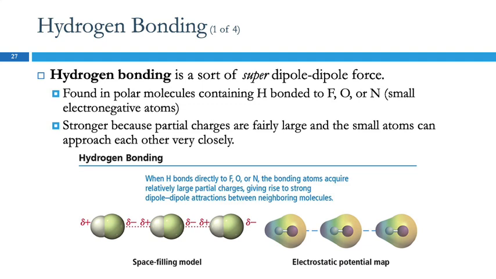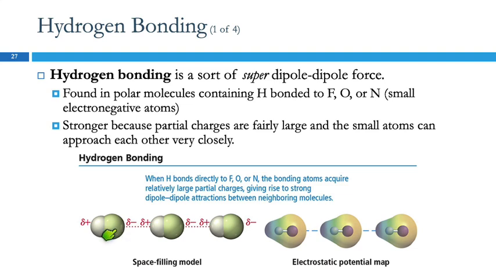So hydrogen bonding is found, again, in polar molecules, but it's polar molecules where we have hydrogen bonded to fluorine, oxygen, or nitrogen. These 3 atoms are special because they are small and very electronegative. So their partial charges are fairly large, and because they are small, the atoms can get close to each other. So we have Q1, Q2 being higher, and R being smaller.